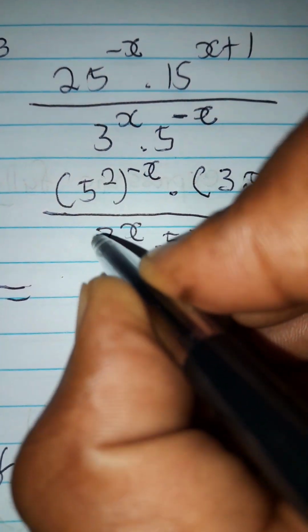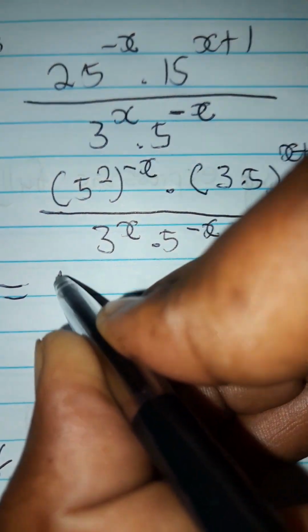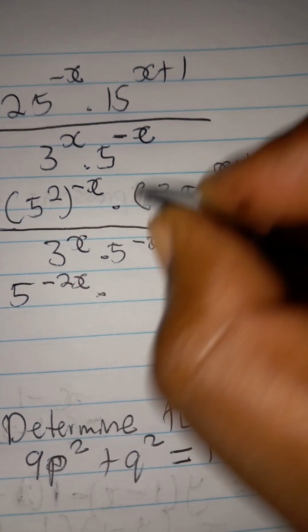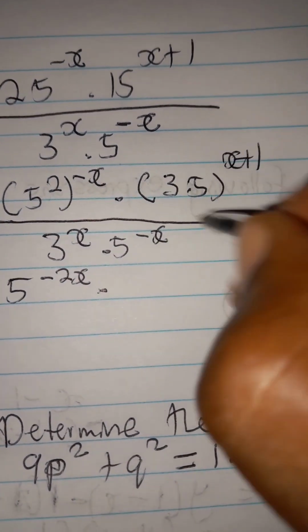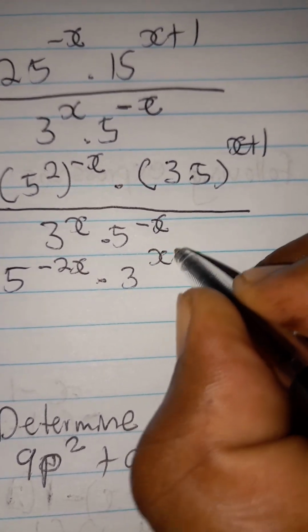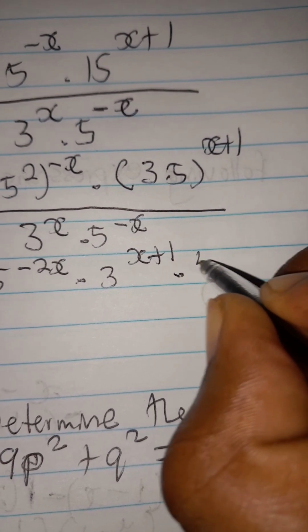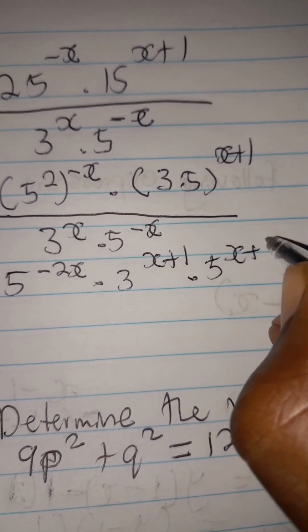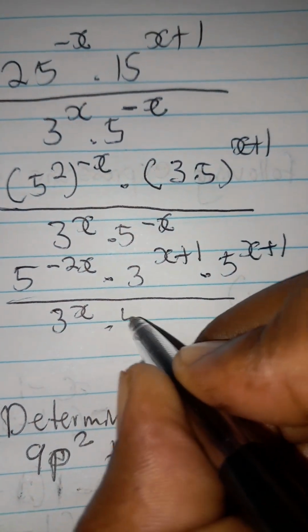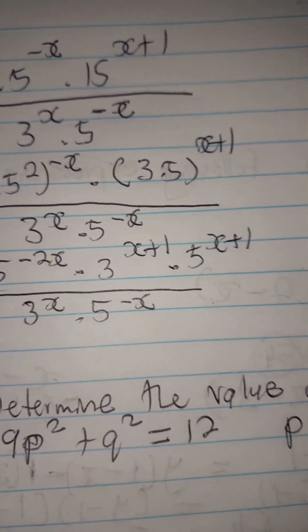Let's work out the bracket. 2 multiplied by negative x, that will be negative 2x. We are going to use exponential laws. Everything will be powered by x plus 1. So it's going to be 3 to the power of x plus 1 as well as 5 to the power of x plus 1, divided by 3 to the power of x multiplied by 5 to the power of negative x.